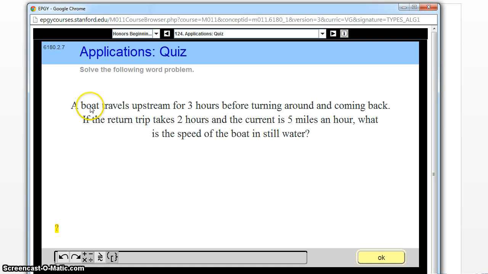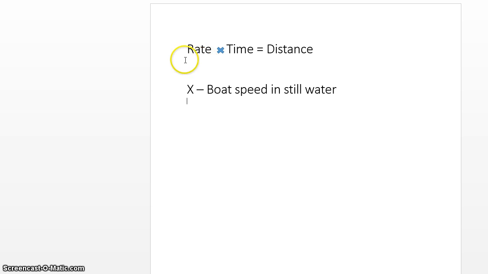So we know that the distance the boat goes is the same. Although the boat traveled at different speeds up and down because there's a current in one direction, the boat actually went the same distance up and the same distance back. So how do we find the distance? As I wrote down here, rate times time equals distance.